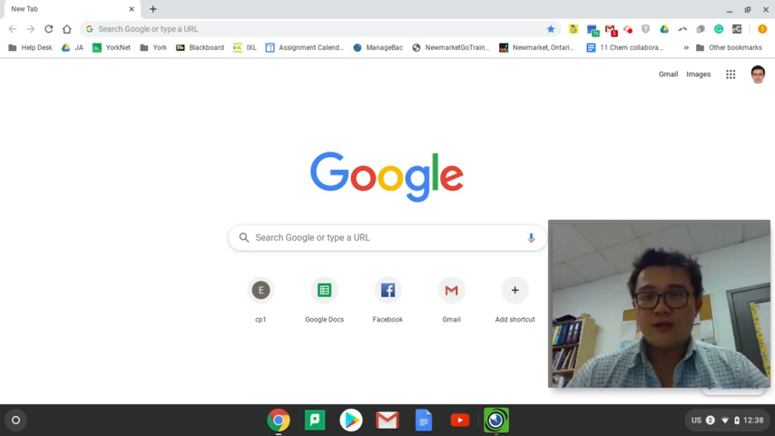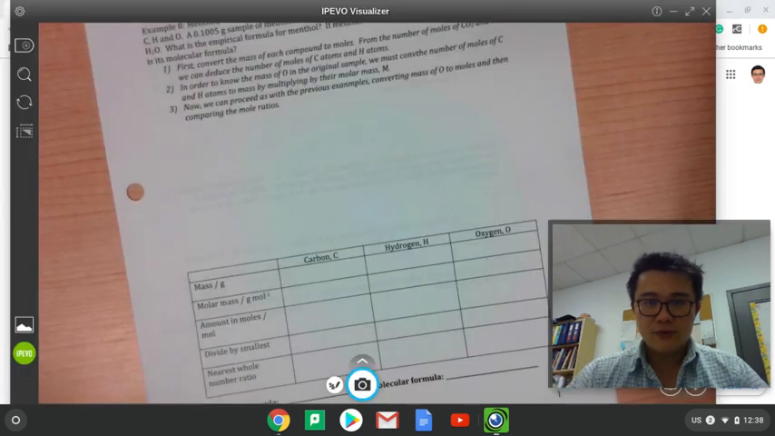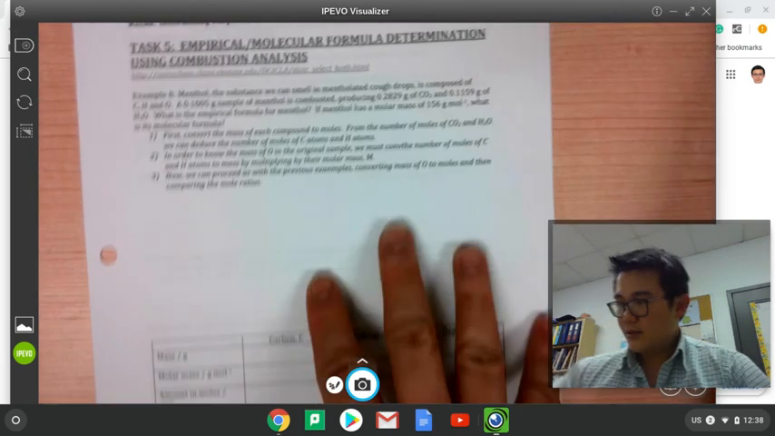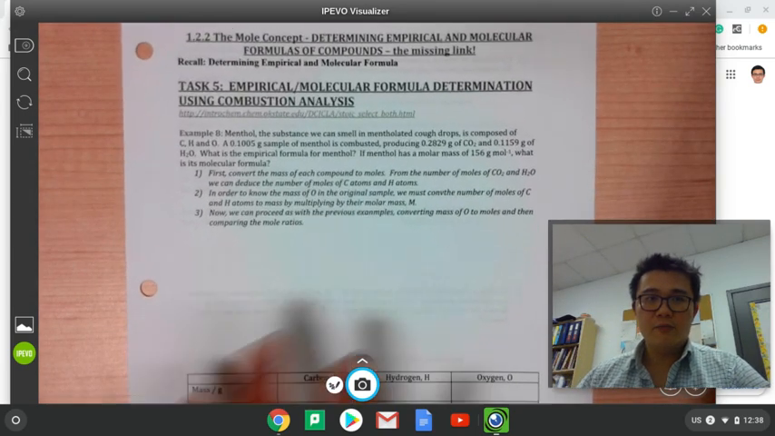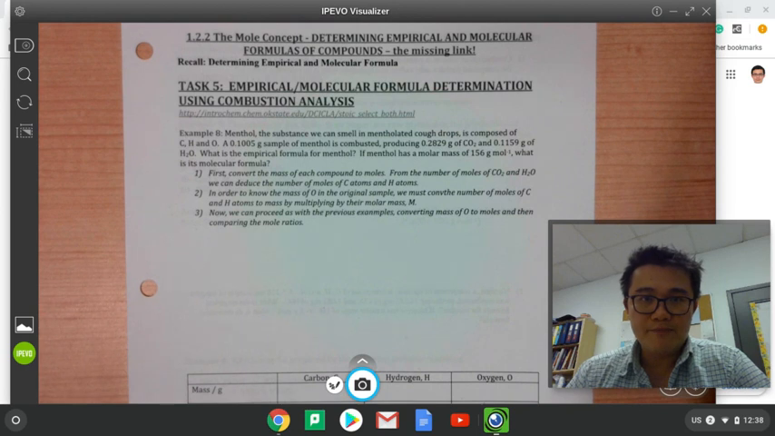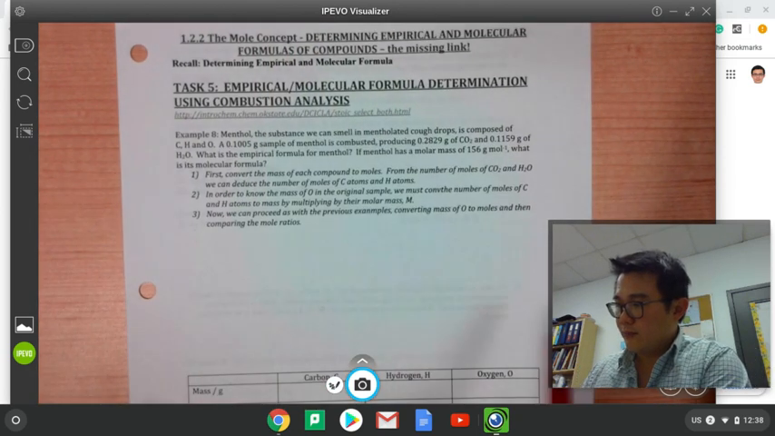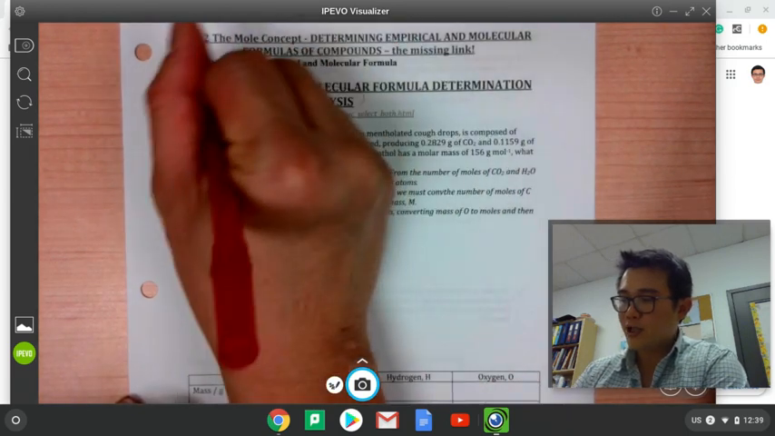Today, you guys are learning two concepts, which are both part of the mole concept. They will be on the test next week. Now let's look at your handout. Your handout today has 1.2.2, the mole concept. We're going to be doing the empirical formula, and dealing with combustion analysis.